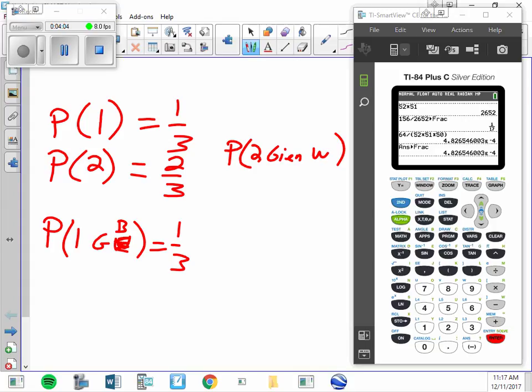Okay? 2A. In the box shown below, each ticket has 2 numbers. So we have a 1-2, a 1-3, a 4-2, and a 4-3. A ticket is drawn at random. Are the 2 numbers dependent or independent? So we're pulling one card out. Are the 2 numbers on the card dependent or independent?